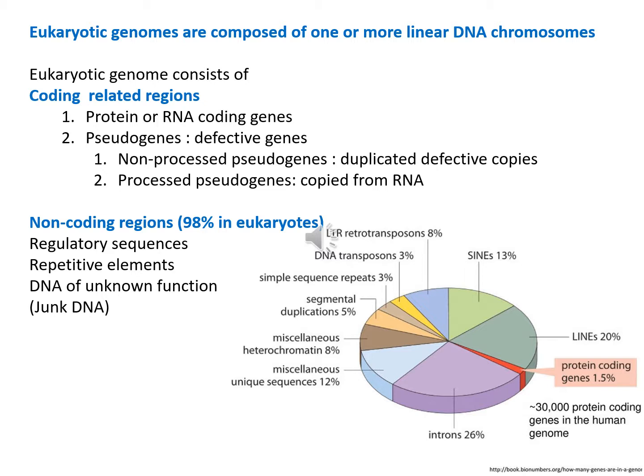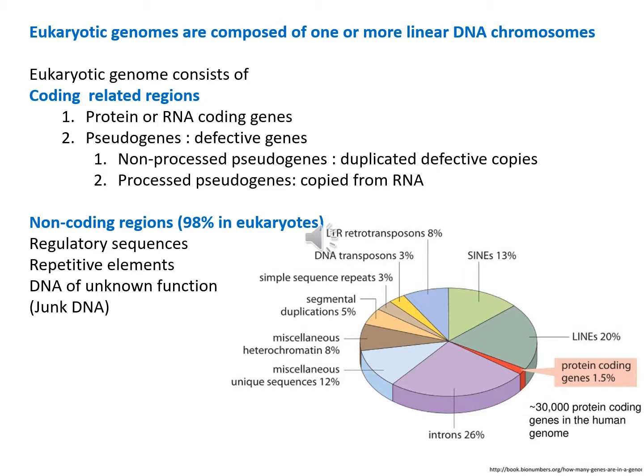Coding regions means protein and RNA coding genes and also pseudogenes. Pseudogenes means genes that are no longer functional because of some defects. So both genes and pseudogenes account for only 1.5% of the genome. So the large majority of it, more than 98% of it, is non-coding regions.